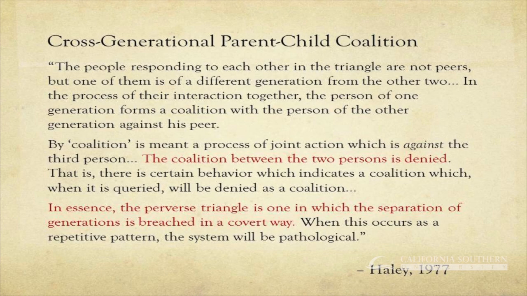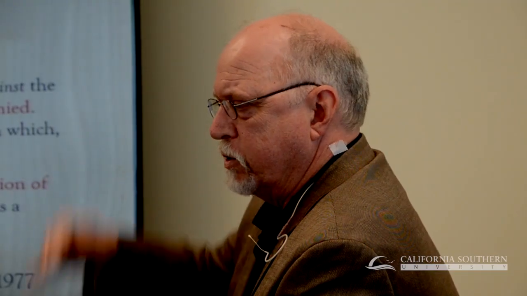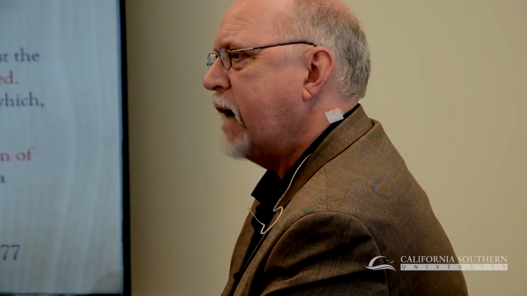Haley defines what a cross-generational coalition is. The people responding to each other in the triangle are not peers, but they're from a different generation. One is from a different generation than the other two. In the process of their interaction together, the person of one generation forms a coalition with the person of the other generation. So the parent forms a coalition with the child. By coalition is meant a process of joint action which is against the third person. The coalition between the two persons is denied.